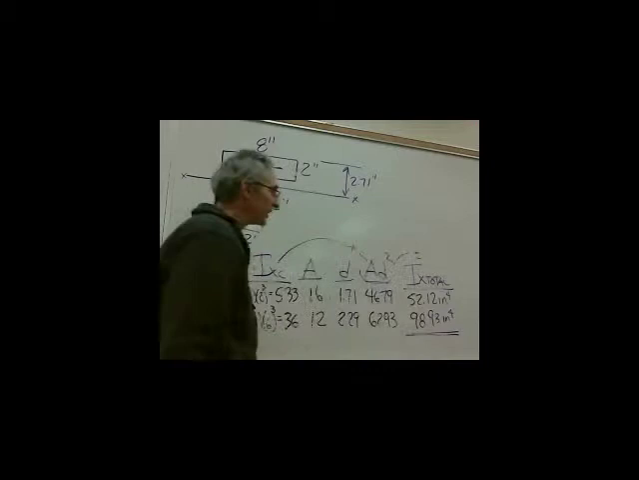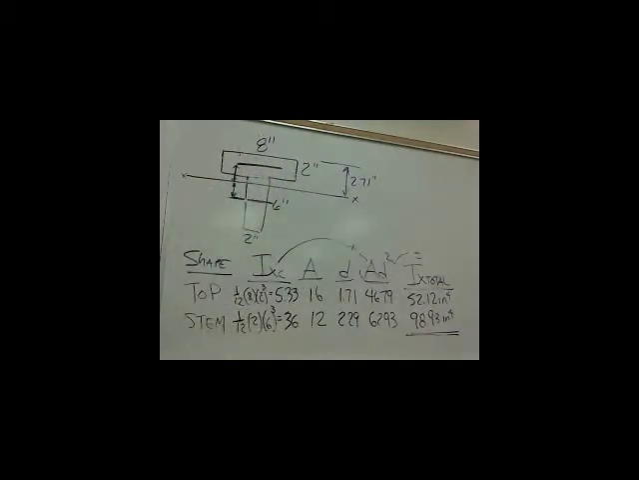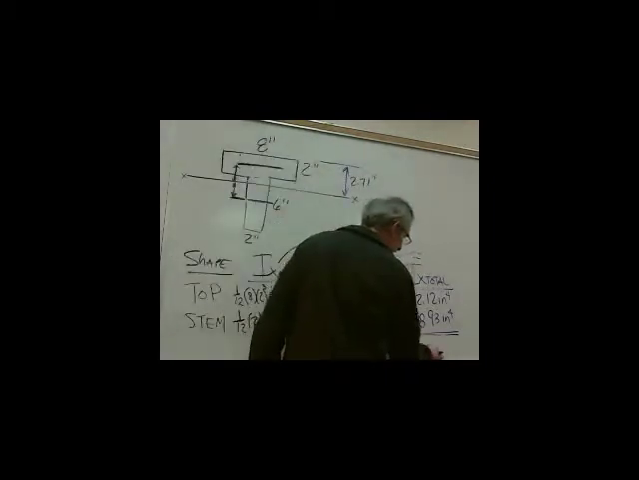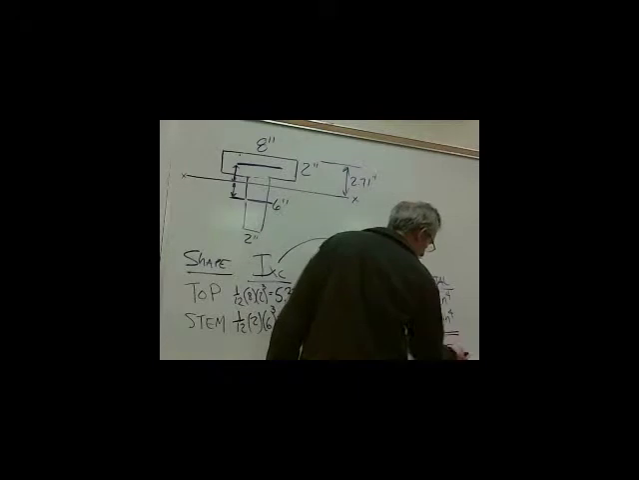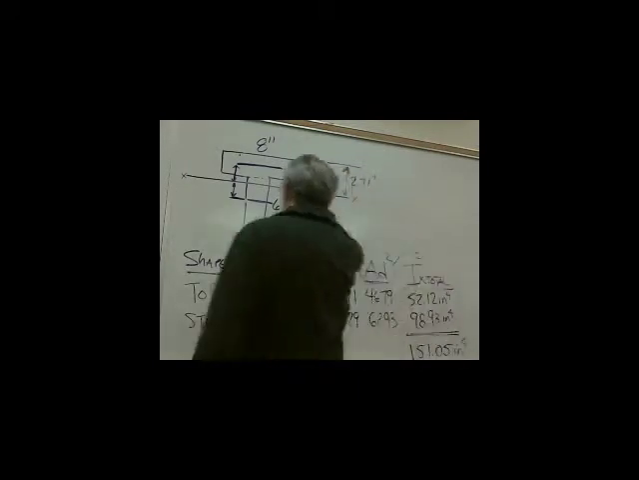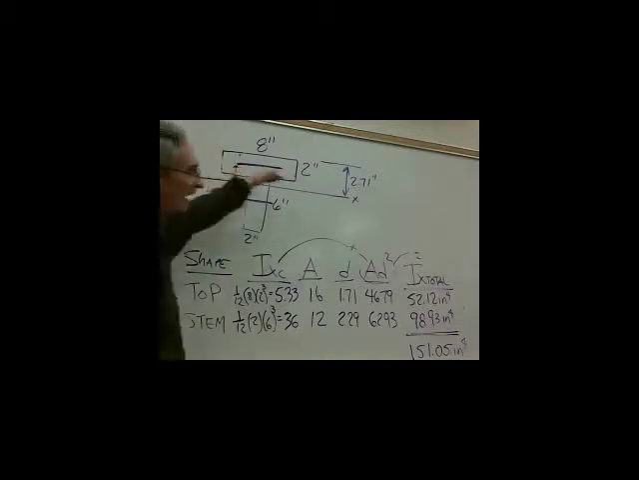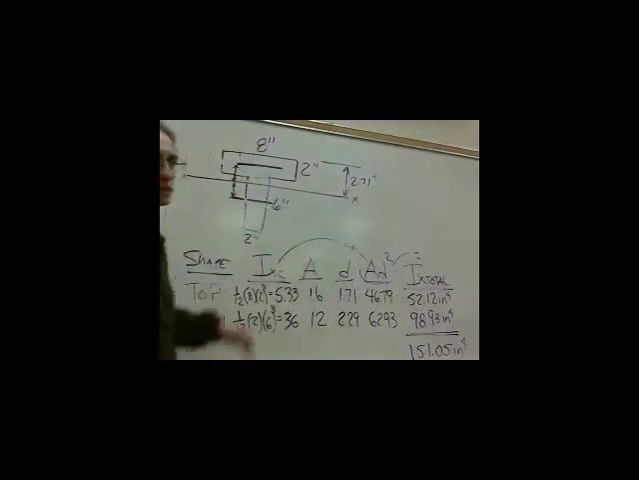I'm simply then going to add up that IX total column. Here I only got 2 shapes, so there's only 2 values I add up. If I have 8 shapes, there's 8 values that I add up. I add this up and my moment of inertia for this little T-shaped beam about this x-axis is a little over 151 inches to the fourth.